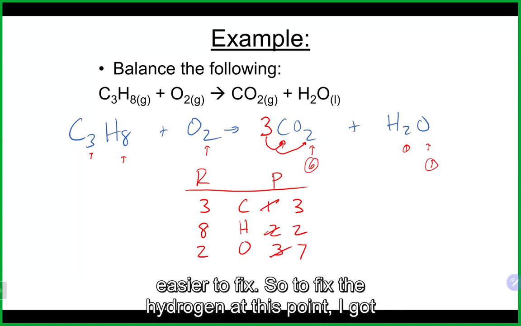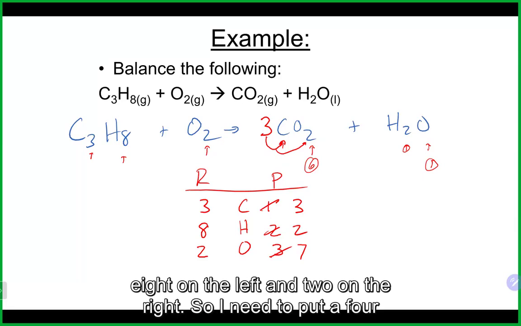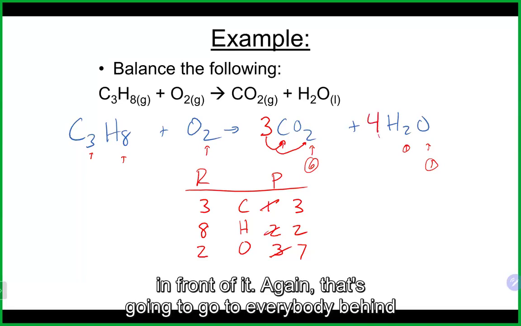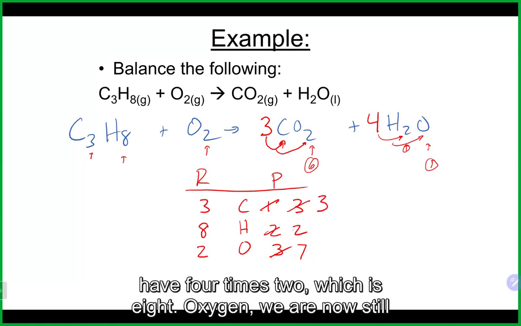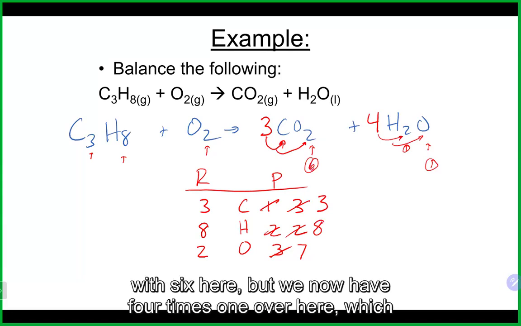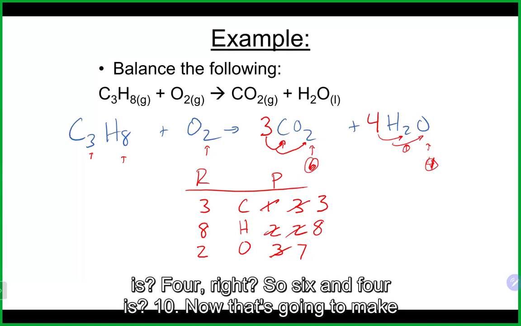So to fix the hydrogen at this point, I got 8 on the left and 2 on the right. So I need to put a 4 in front of it. Again, that's going to go to everybody behind it as well. So we still got our 3 carbons. Hydrogen, we now have 4 times 2, which is 8. Oxygen, we are now still with 6 here, but we now have 4 times 1 over here, which is 4, right? So 6 and 4 is 10.